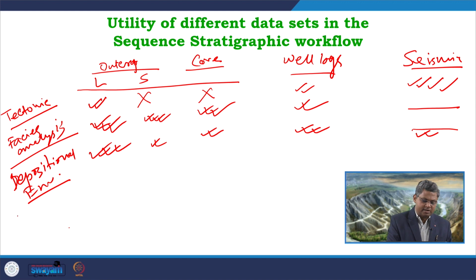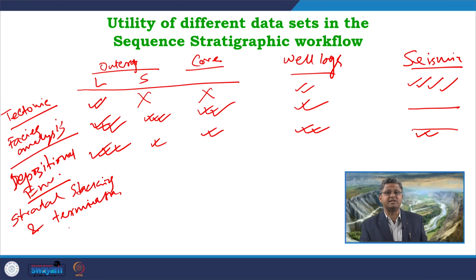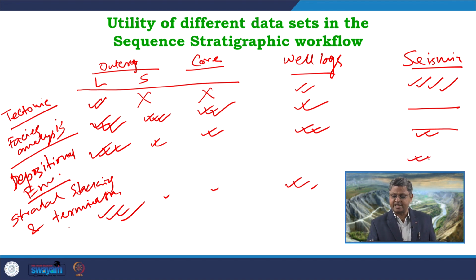Similarly, if I want to say, for example, the stratal stacking pattern, stratal stacking and terminations, say we want to identify some onlapping successions, onlapping packages, onlapping truncation surfaces, definitely we can do that from the large scale outcrops. We cannot do that in small scale, we cannot do that with core samples. We can do that up to a certain extent for the well logs, and definitely we can do that very well in seismic profiles, whether it is a 2D seismic profile or 3D seismic profile.